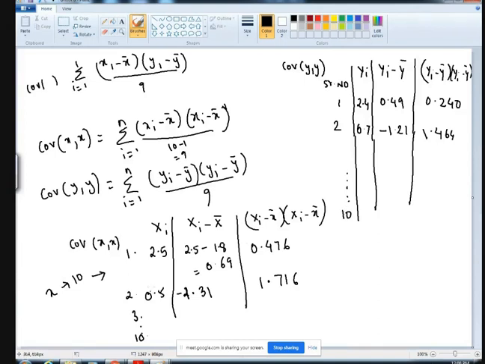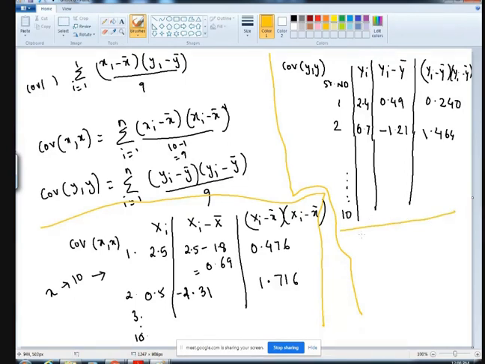Now after doing this, this was for your x comma x, I'll just segregate it. This was for x comma x, and this was for y comma y, this part. After doing the entire thing, you're going to find the sum of it. Whatever last column comes, you will sum that last column. Fine.